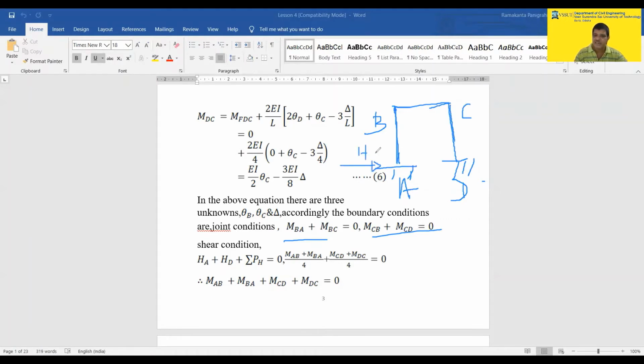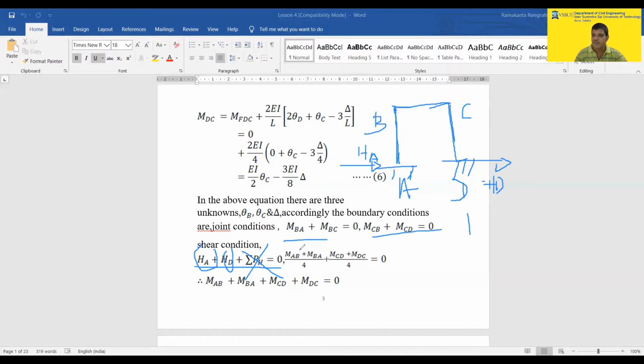Here is HA; take this in the right direction as positive, HA and HD plus whatever horizontal forces are applied on this structure. There is no horizontal force, so that horizontal force becomes 0. Now the equation can be written like this: HA plus HD plus sigma PH is equal to 0. Now you know there is no horizontal load applied on this frame, there is only one vertical load. So this sigma PH becomes 0. Now HA and HD will be found out.